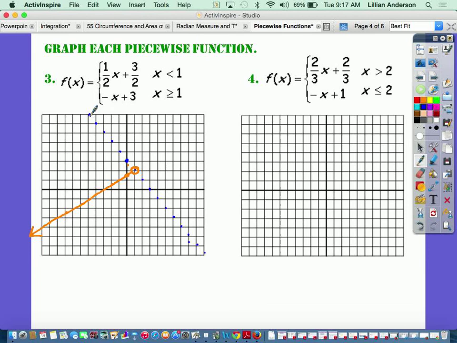Now with this function, I'm concerned about the values that are greater than or equal to 1. So I go to 1. There was the point at 1. Greater than or equal means I need a what? A what circle? Closed circle. And all the values that are greater than 1. And then I erase what I don't need. And there, we have successfully graphed our piecewise function. Yes, it may look like an absolute value, but they're two very different functions.